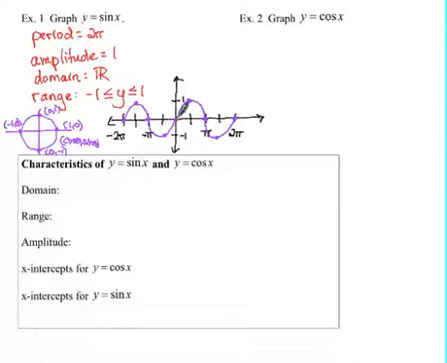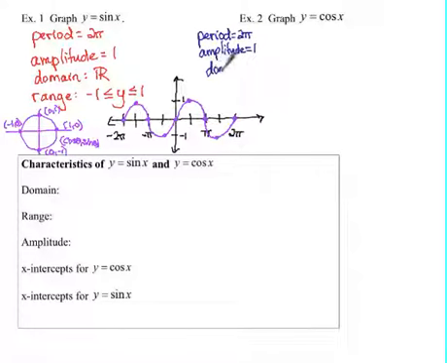Okay? All right, now let's go ahead and do the cosine. The cosine has a period length of 2 pi. It has an amplitude of 1.